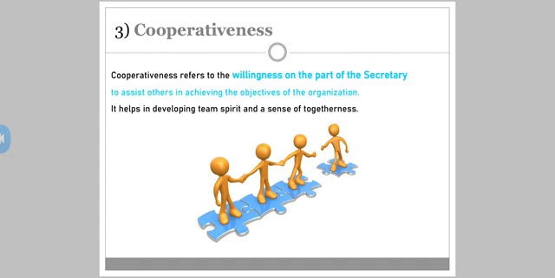Cooperativeness refers to the willingness on the part of the secretary to assist others, to help others in achieving the objectives of the organization. The secretary should come forward and help others to achieve organizational goals. It helps in developing team spirit and a sense of togetherness. When the secretary helps and supports the subordinates, juniors and co-workers in an organization, it creates a sense of togetherness which helps all of them to achieve organizational goals. This is again a very important quality which a secretary should possess.